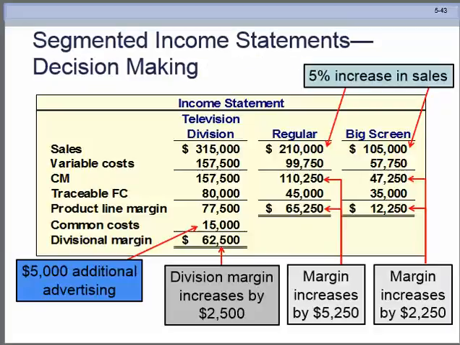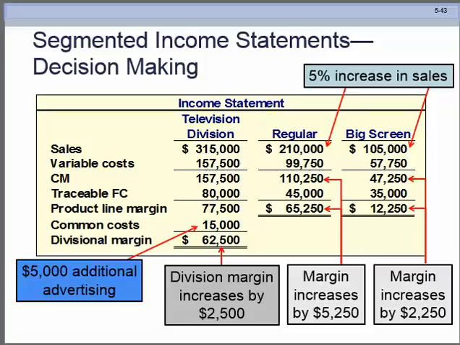So this breaks it down even further into kind of a what if we have more sales, what if we put more money into advertising, what happens to the segment income. Okay? So this is where it's a wonderful tool, especially if you use Excel, to decide what will happen under different scenarios.